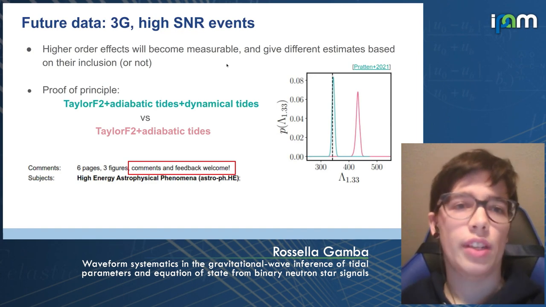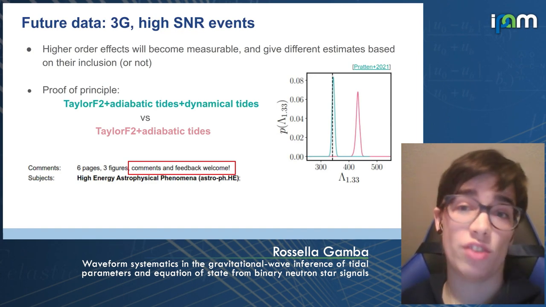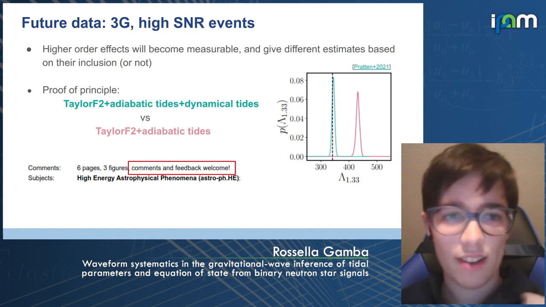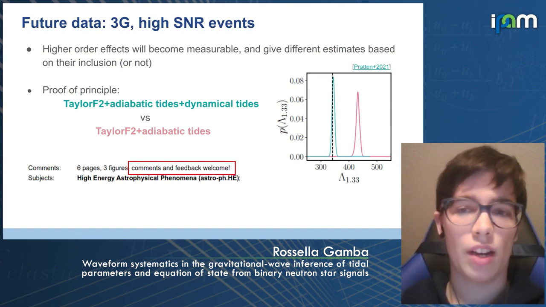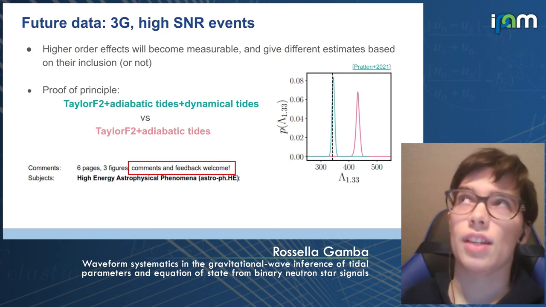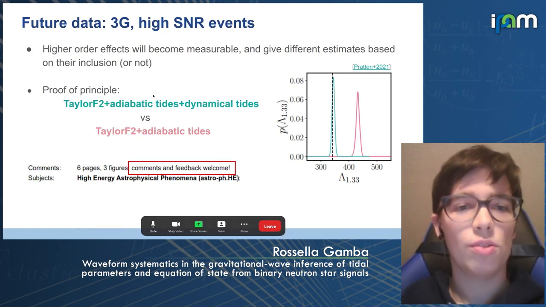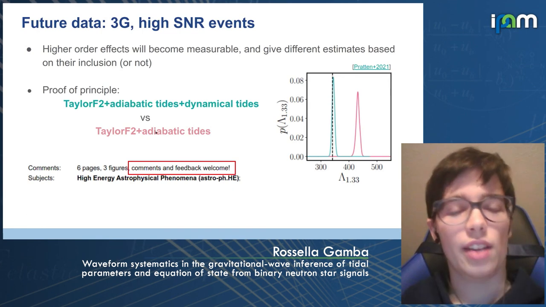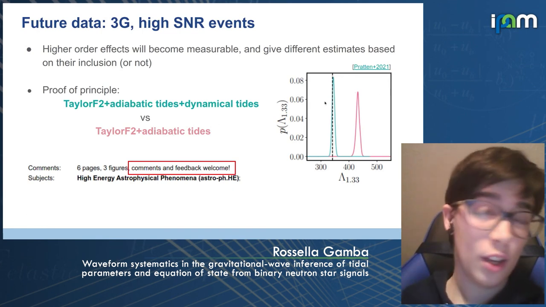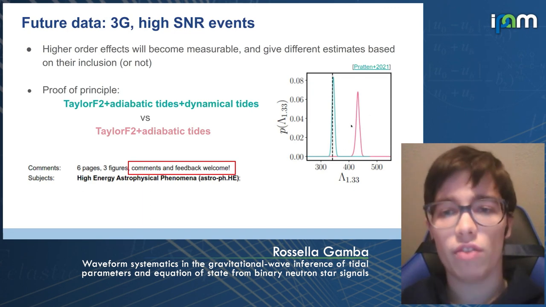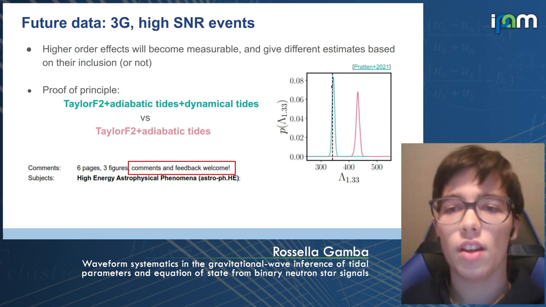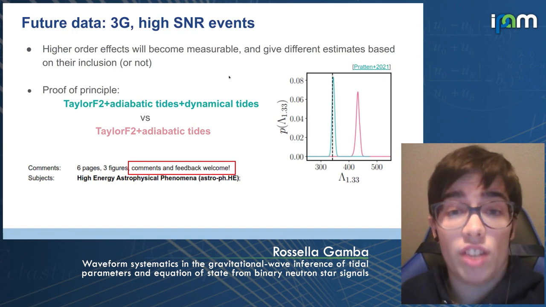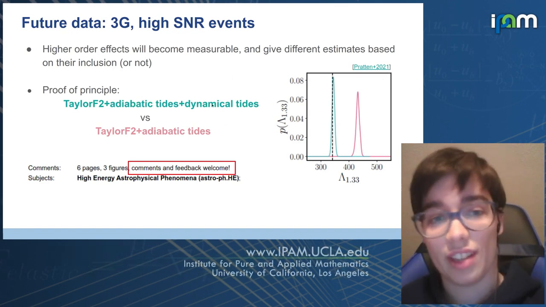Higher order effects when we have 3G detectors will become measurable and give different estimates based on their inclusion or not. And again, this year, there was a very interesting proof of principle paper by Geraint and Patricia, I think, and also maybe Tanya, which used Taylor F2 plus adiabatic tides and dynamical tides and compared it to Taylor F2 and just adiabatic tides. And you see that if you combine, I think, 12 different injection recovery waveforms and posteriors, you see that these two distributions, again, are definitely not compatible, even though the effect of dynamical tides is, in principle, a very high order effect.